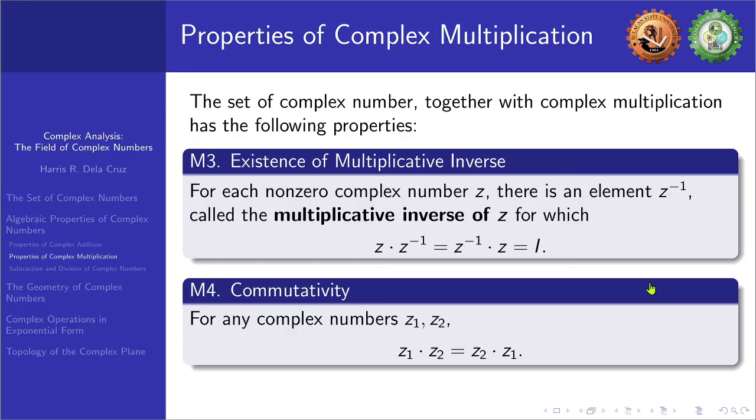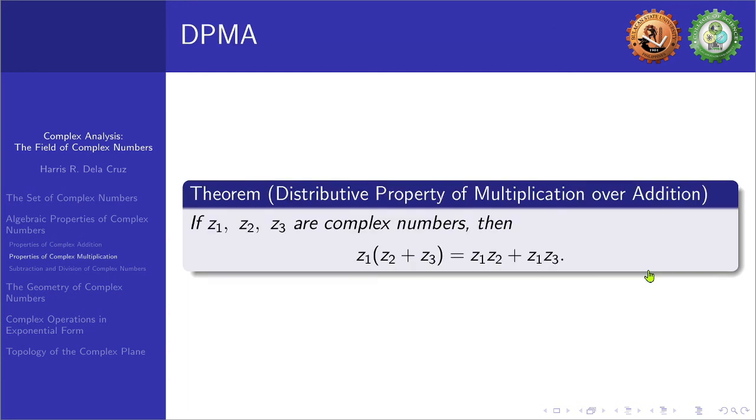Fourth property, M4, commutativity. For any complex numbers C1 and C2, C1 times C2 is equal to C2 times C1. This is similar to the commutativity property of real numbers, wherein the product of two real numbers, R1, R2, is the same as R2, R1.